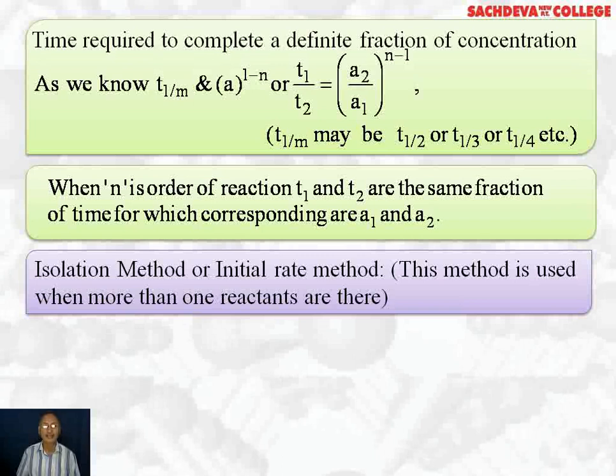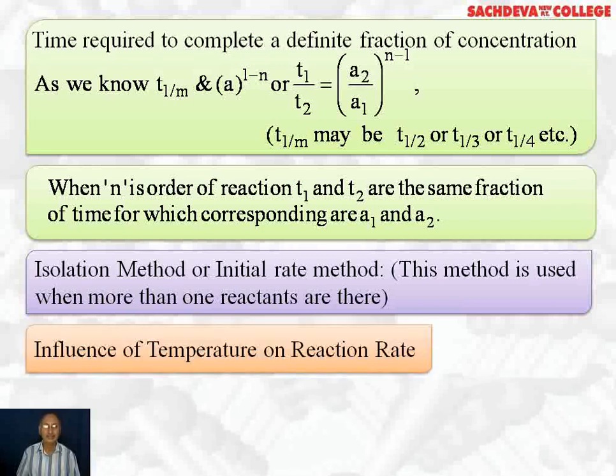Isolation method or initial rate method. This method is used when more than one reactant is involved. Here what we do, we keep the concentration of one of the reactants constant and find out how the rate varies by changing the concentration of the other reactant. For example, concentration of A is kept constant and we make the concentration of B double. If rate becomes double, it means the order of reaction with respect to B is 1. Similarly, by keeping the concentration of B constant, if we find that on doubling the concentration of A, the rate of reaction does not increase, it means the order with respect to A is 0.